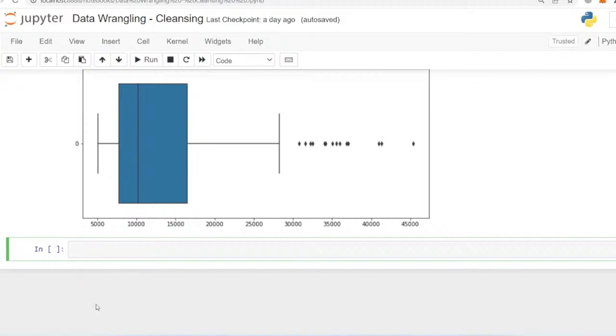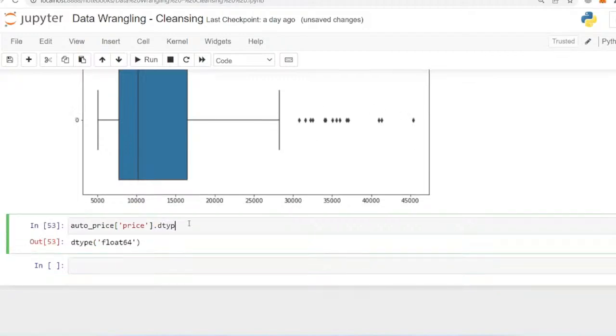Next, let's try to find out the outliers. So we can take auto price, and we can take my price value. Price is already numerical data. I think we already converted them into float. Okay, that's great. So what I can do here is simply write quantile.